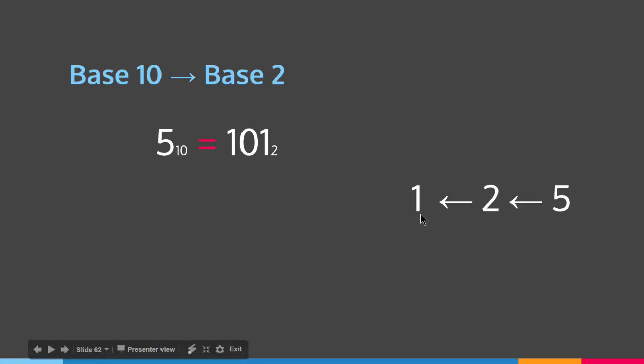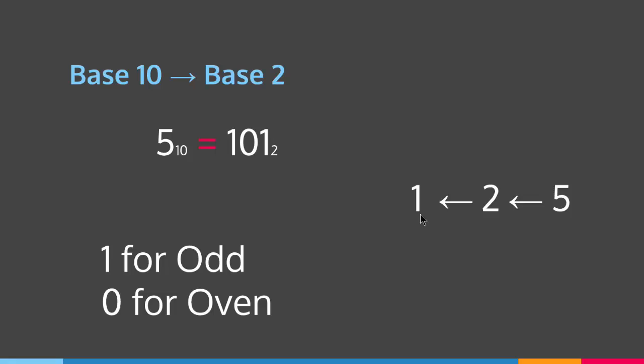And then what we're going to do is put 1 for odd and 0 for even. So 1 is an odd number, therefore I'm going to put 1 underneath it. 2 is an even number, therefore I'm going to put 0 underneath it. And then 5 is an odd number, therefore I'm going to put 1 underneath it.